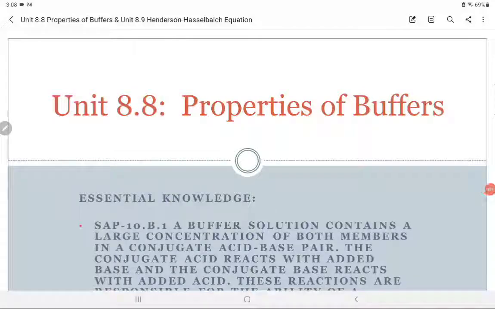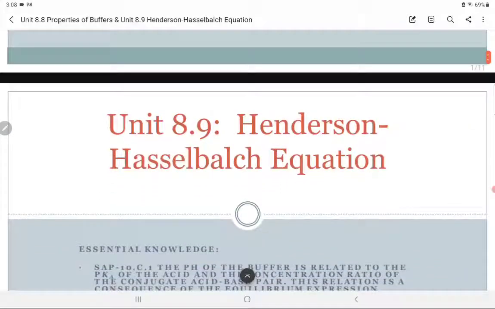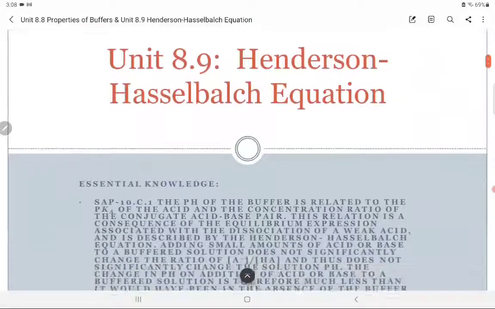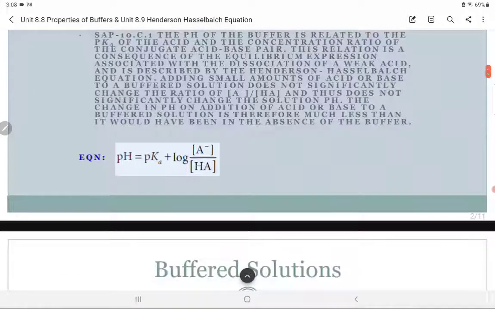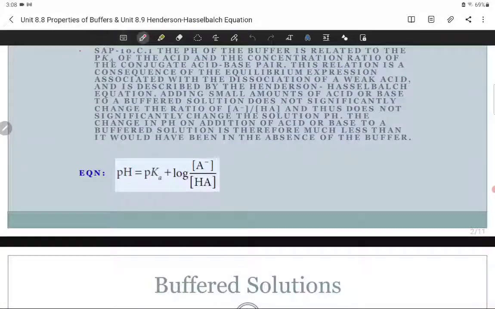Okay, so Unit 8.8, we're going to talk about buffers, and how to create a buffer with stockroom materials. So at least that's going to get us started with that. We've already introduced buffers. We've already introduced the Henderson-Hasselbalch equation, and we're going to use that idea. If we have a desired pH and we know a Ka for the weak acid, we can take the negative log of that to get pKa.